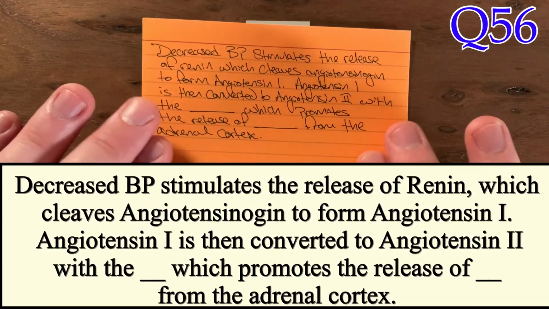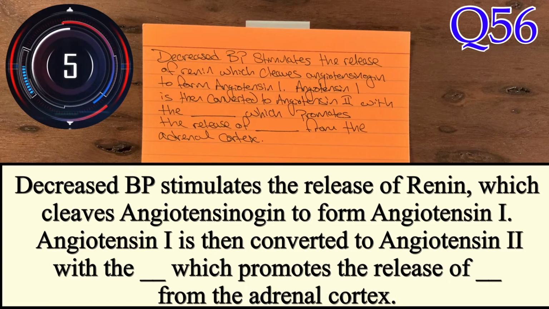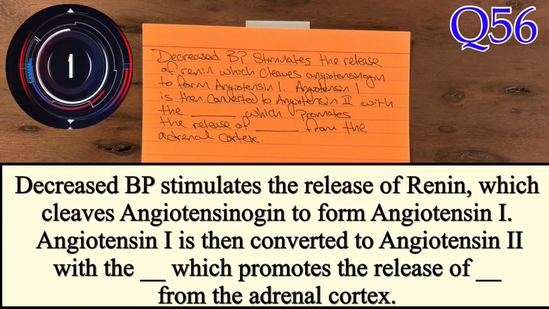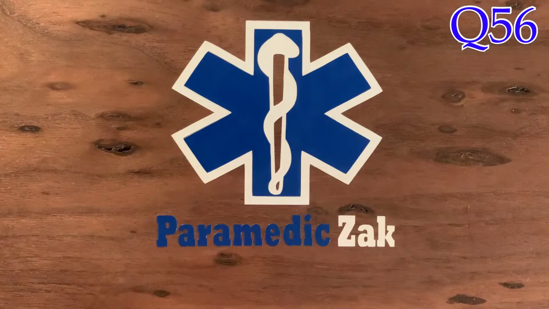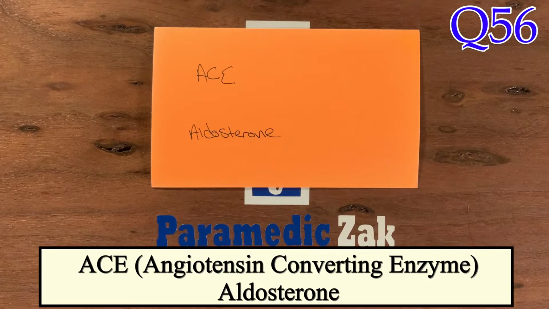Question 56. Decreased blood pressure stimulates the release of renin, which cleaves angiotensinogen to form angiotensin I. Angiotensin I is then converted to angiotensin II with the blank, which promotes the release of blank from the adrenal cortex. Alright guys, I know that one was a mouthful, but the answers here are going to be ACE, which is the angiotensin converting enzyme, and aldosterone.